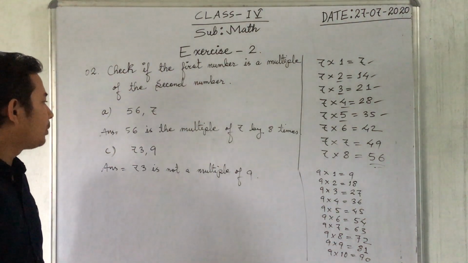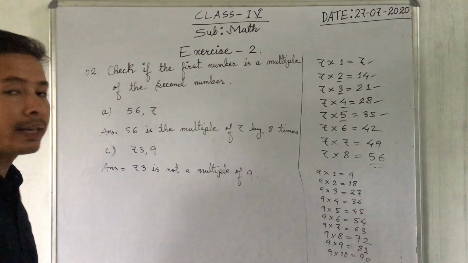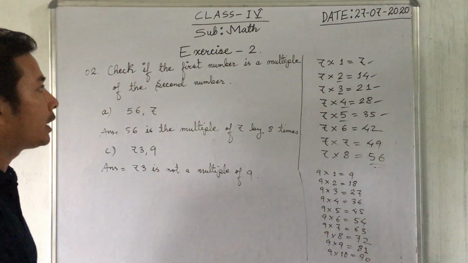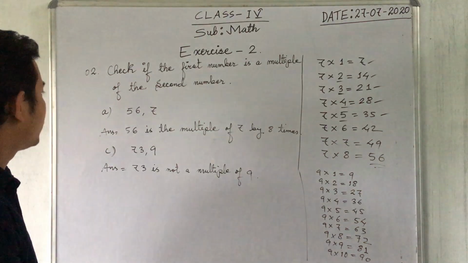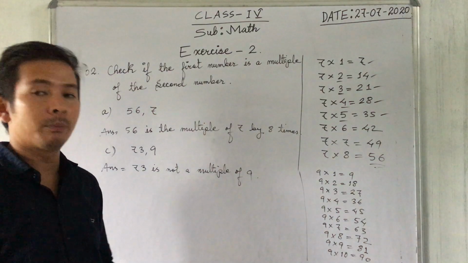But one thing you must remember while doing these types of problems, you need to know the table of the second number, because we are going to find the multiple of the second number, isn't it? So this way, number A and C I have done here. The rest of the questions you have to do yourself in number 2.